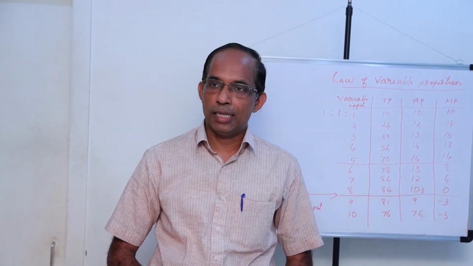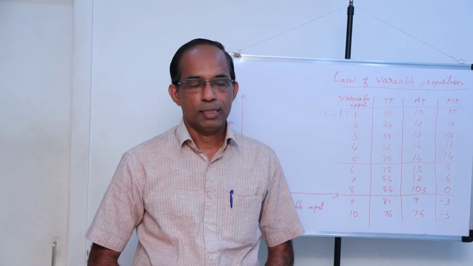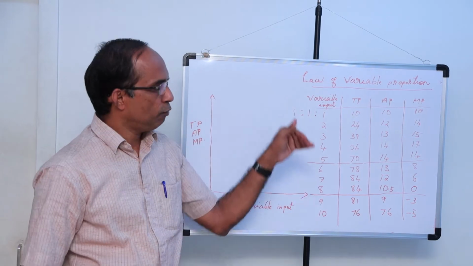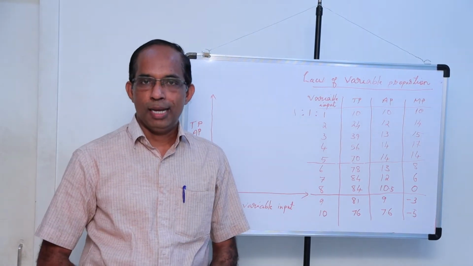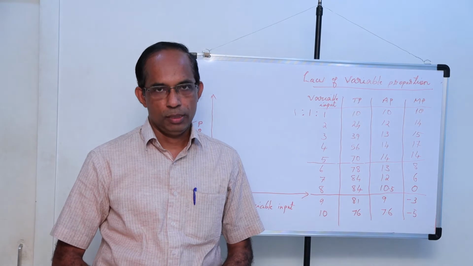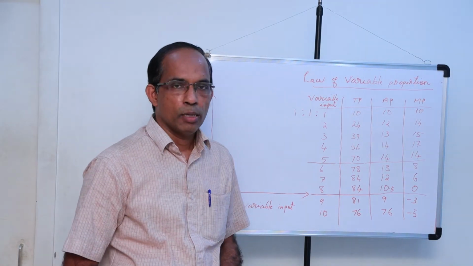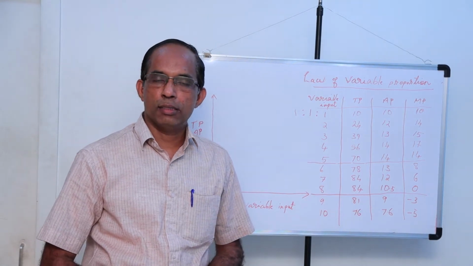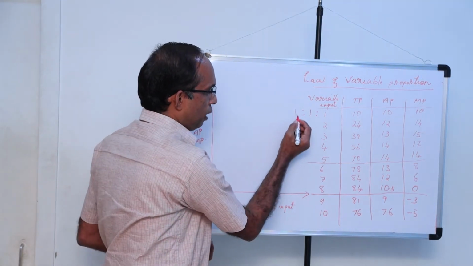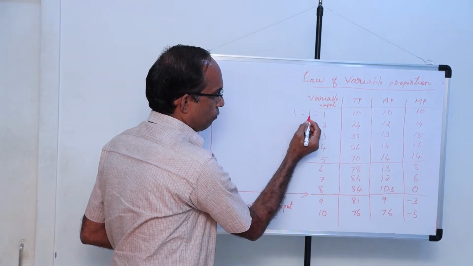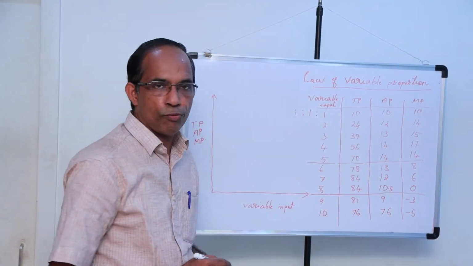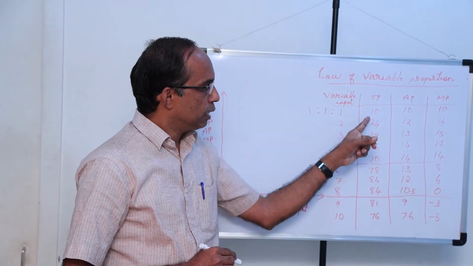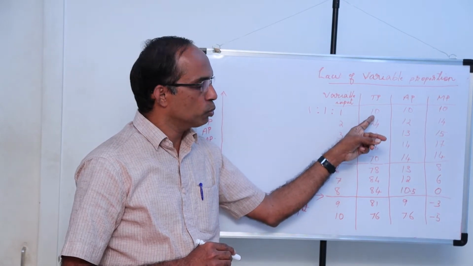Today we discuss another law in economics, that is the law of variable proportion. Before defining this law, let us explain an example. Suppose a bakery owner produces bread and three factors he uses: one labor, one land, and 1 kilogram of wheat flour, that is raw material, and the number of breads that he produces is 10.